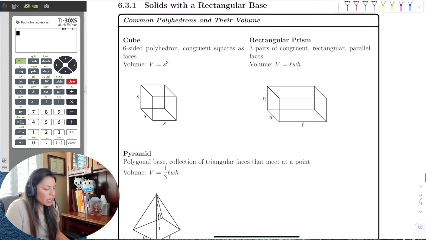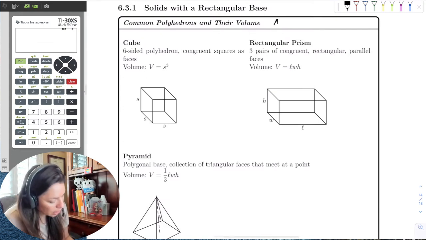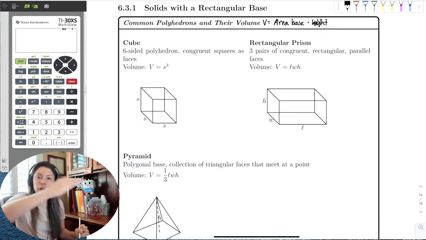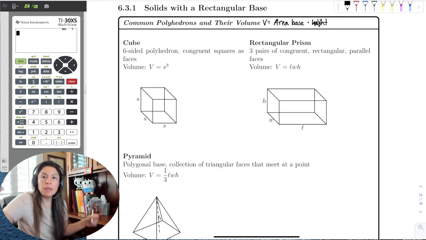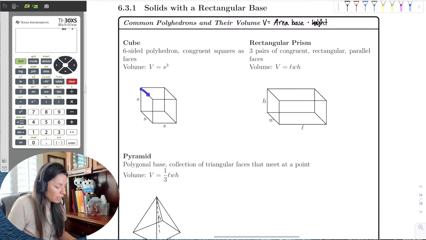Now, volume is just the area of the base times the height. That's volume of any shape. As long as you know that in general, the volume is going to be the area of the base times the height, then you're fine. So here in the cube, even though you know that the faces are all squares, really the area of the base is S times S times height times S, S cubed.